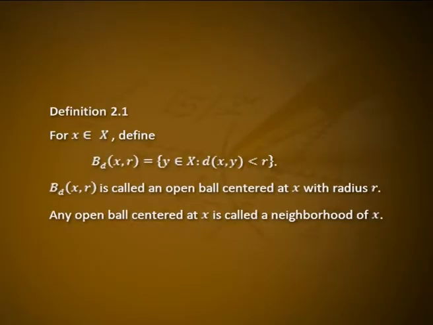Open sets. We have open intervals on the real line. Let us generalize this concept in metric space. In the entire session, we always assume (X, d) is a metric space. Definition 2.1. For x belonging to X, define B_d(x, r) to be the set of all y belonging to X such that d(x, y) is less than r. B_d(x, r) is called an open ball centered at x with radius r. Any open ball centered at x is called a neighborhood of x.